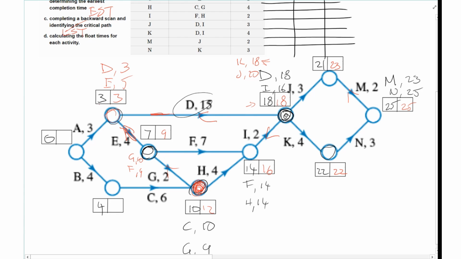From here I've got 12. 12 minus 6 is 6. So I can put that there. 6 minus 4 is 2. So now this is the way I go, A and B. A is going to give me 3 from here. 3 minus 3 is 0. From here I go 6 minus 4 is 2. So I pick the smallest number, 0.